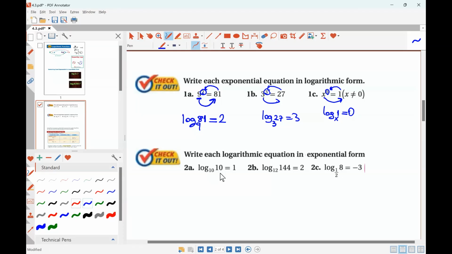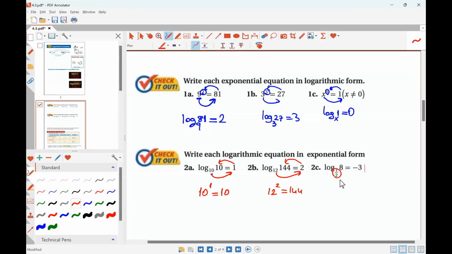Here I have 10 as a base. I'm going to start with the base, go to the other side of the equation and come back. You follow this order. Start with the base, keep the base, same base. 10 is our base. Go to the other side. 10 is raised to power 1 equals, come back, 10. 10 to the power of 1 is 10. Similarly, 12, go to the other side, 2, come back, 144. So start with the base, which is 12, raise 12 to 2, equalize it to 144.